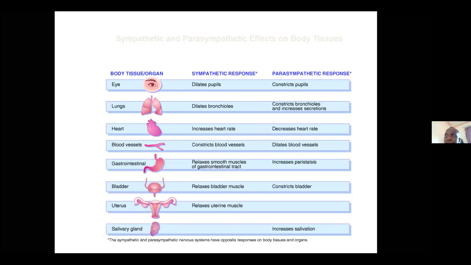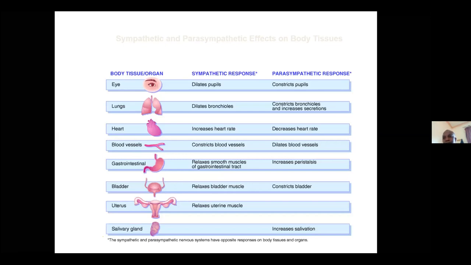When you constrict the bladder, because when you squeeze the bladder, then urine comes out. So the parasympathetic is the leaky state, okay? And then of course the salivary gland, it increases salivation. So in summary, if you think about the sympathetic response, think about it as the fight or flight mode. And the parasympathetic, you can think about it as the rest and digest. But I would also add that it is the leaky phase, where you're leaking from everywhere.